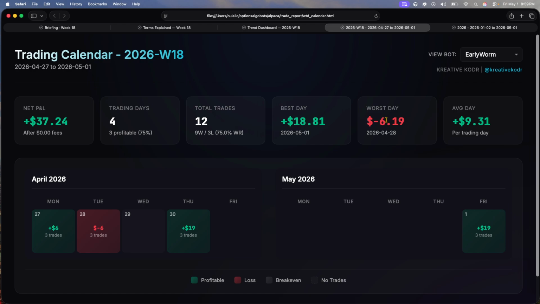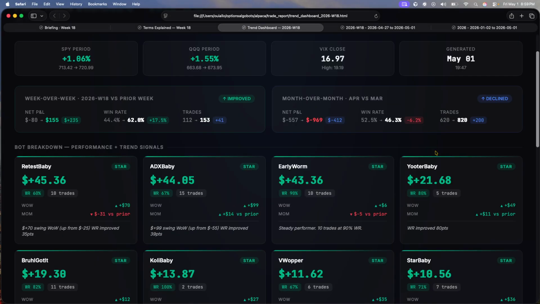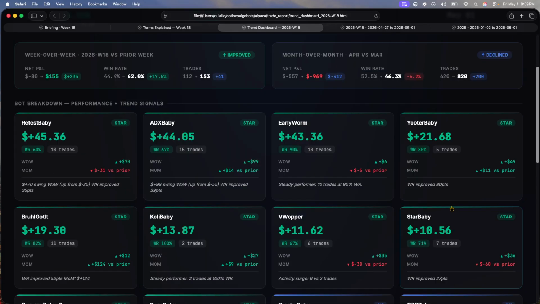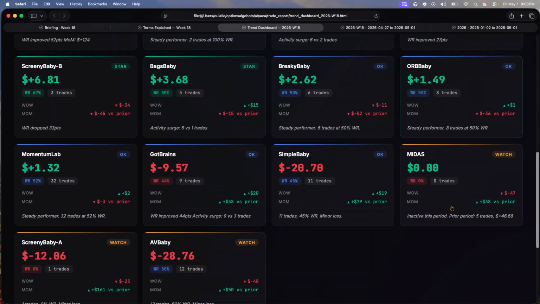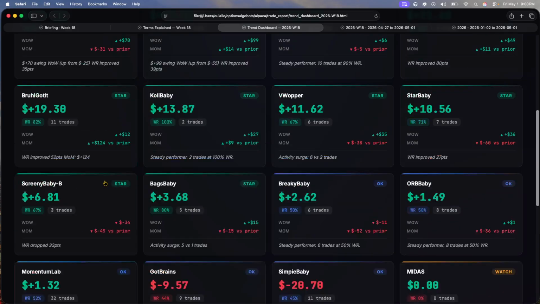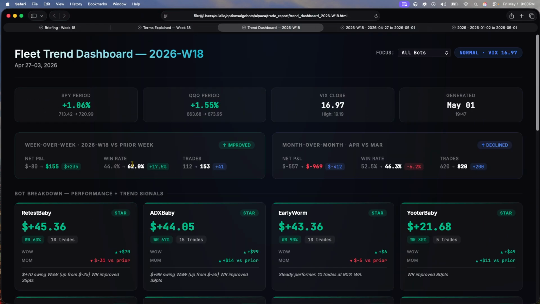And I do believe we are getting to a place where we're going to be a lot better with our bots, right? So this is our trend for our bots. As you can see here, most of our bots are trending well, but it's just these laggards that I have to take care of. Screeny Baby, I'm stopping. Got Brains, I'm stopping. AV, I'm stopping. And you see that Screeny Baby is on its way to being a lot better, fam. So it's a marathon, not a sprint with these things, right?